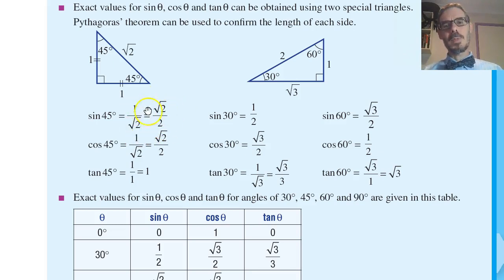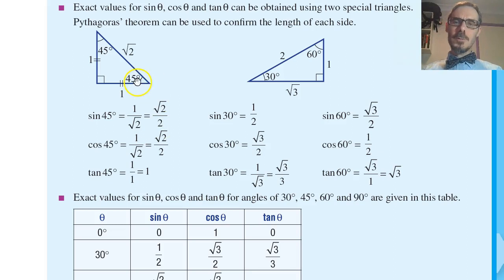How did they get from this to this? They multiply top and bottom by root 2. So the top becomes root 2 and the bottom becomes root 2 times root 2, which is 2. So 1 on root 2 is the same as root 2 on 2. This is called rationalising the denominator, turning the surd in the denominator into a normal number, an integer.